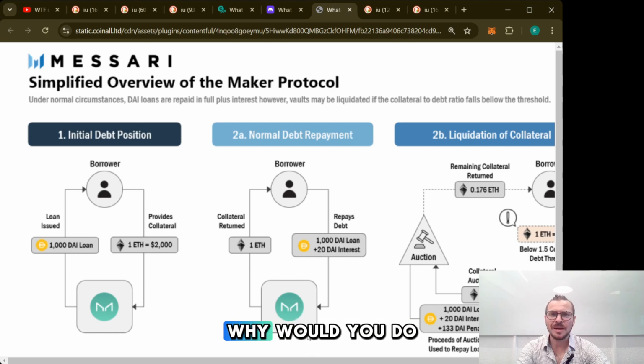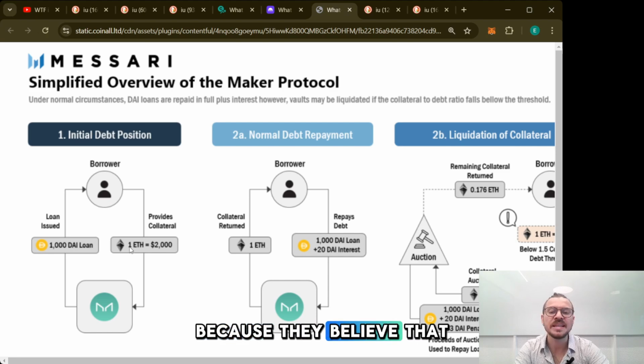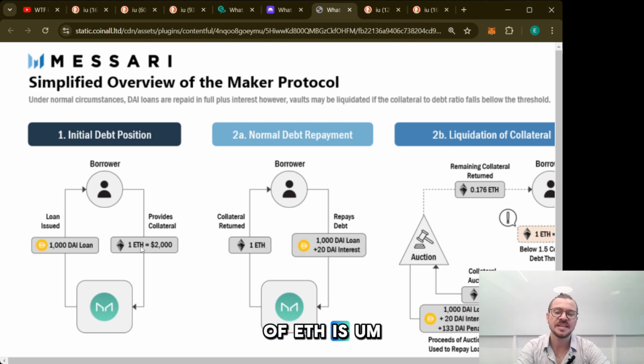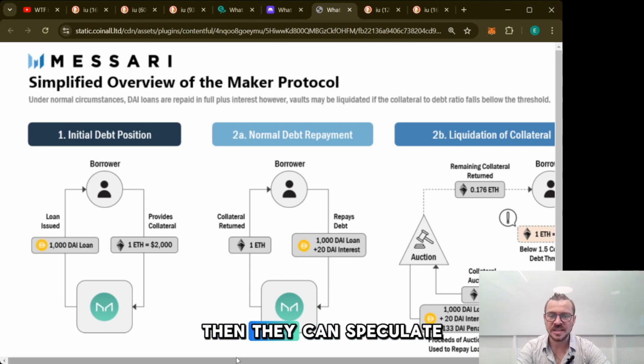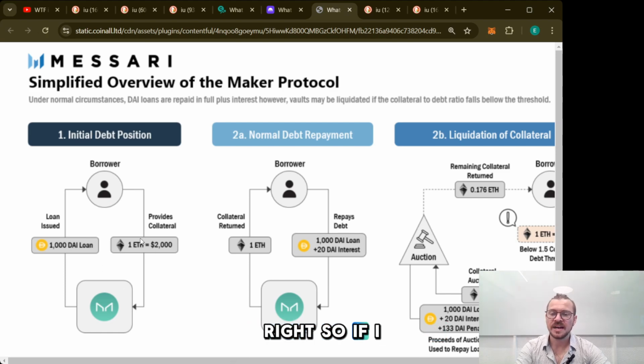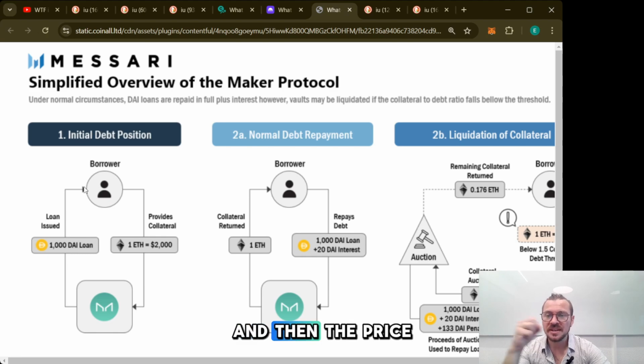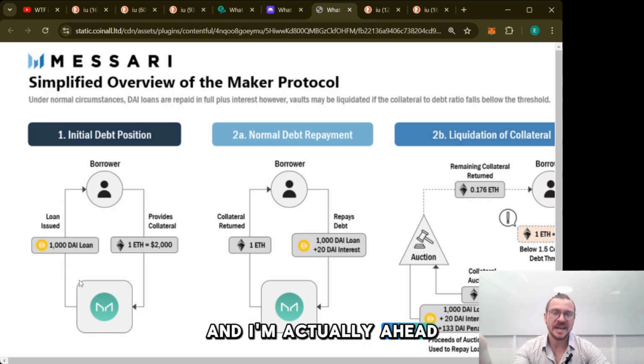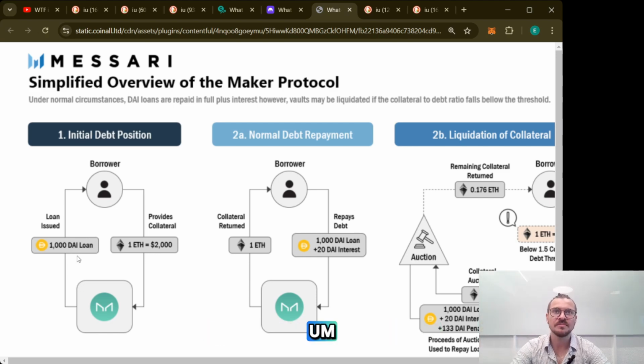So the question might be, why would you do this, right? If you already have 1 ETH, which is worth 2,000, why don't you just sell that and use that money? Well, people often use this system. The reason why it works is because they believe that the value of ETH is going to change. And so then they can speculate on this, right? So if I give you 1 ETH and you give me 1,000, I can use this money to buy more ETH. And then the price increases and I give you back that $1,000, you give me back that 1 ETH, and I'm actually ahead because I'm using this to buy something that's going to increase in value.